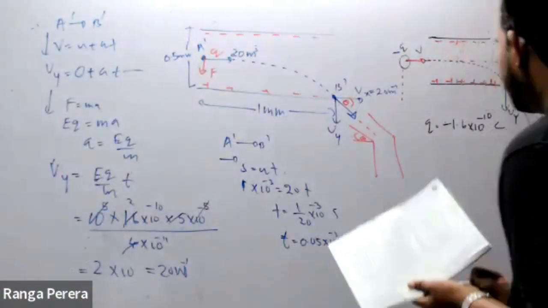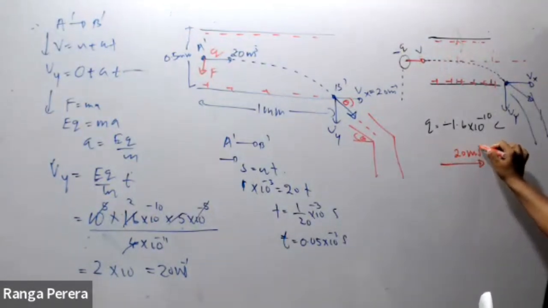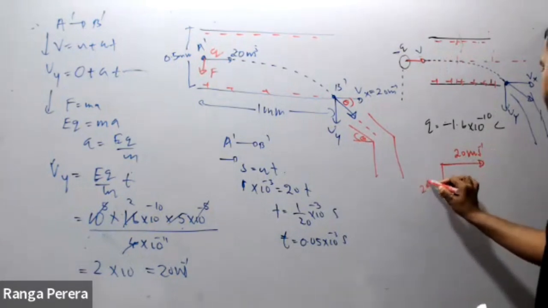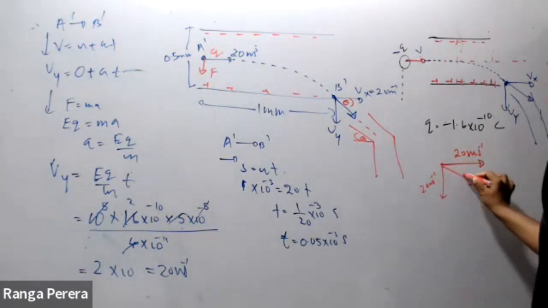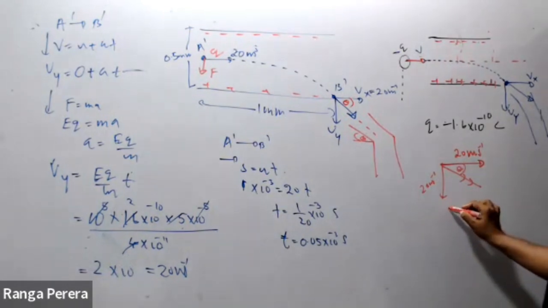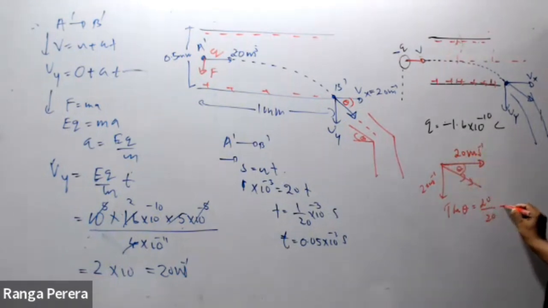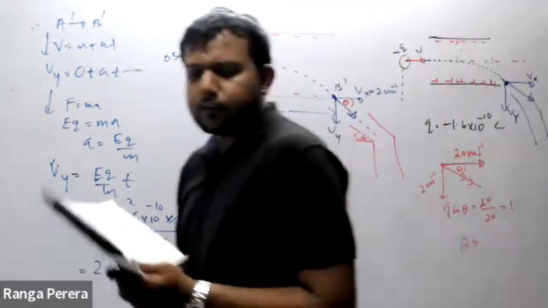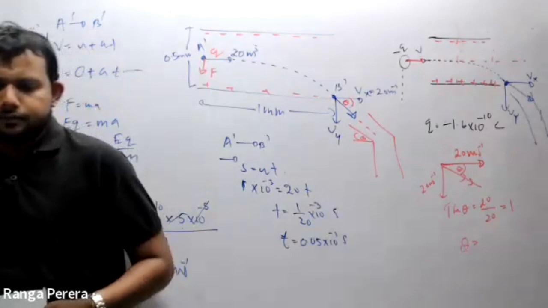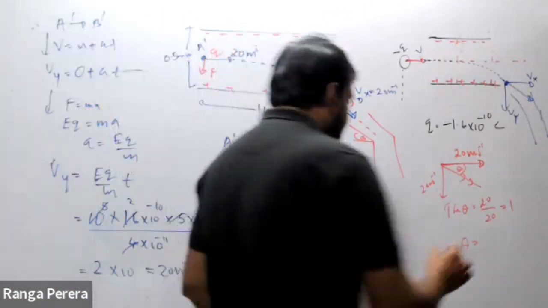Right. Now we realize we have horizontally 20 ms minus 1, vertically 20 ms minus 1. So the angle you can calculate as theta. What kind of value should it be? Tan theta equals this value divided by that, 20 divided by 20, which is 1. So theta equals how much? What is the value of that angle of the gutter? What is the value of theta? It is 45. Exactly, it is 45 degrees.